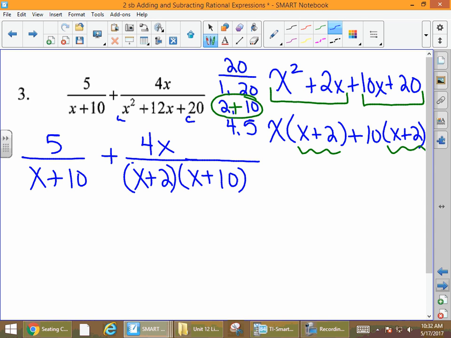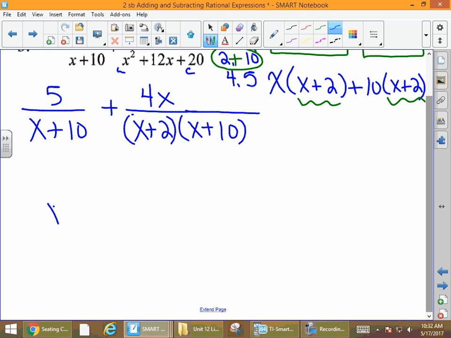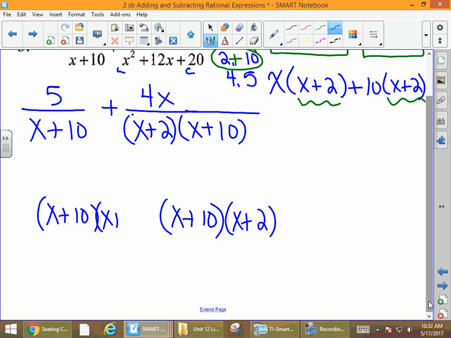When we're finding a common denominator with a variable in it, what we need to do is figure out, do we have anything that's in both? And what we have that's in both is x plus 10. So that's going to be part of our common denominator. Then what's not in both? Well, x plus 2 is not in both. And what we have just done is we've determined the common denominator.